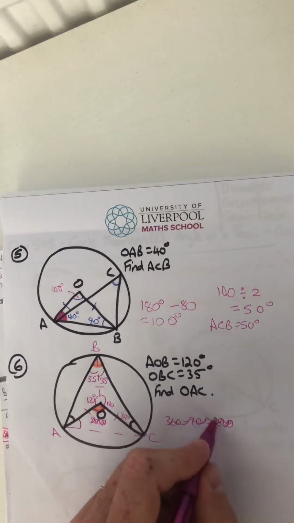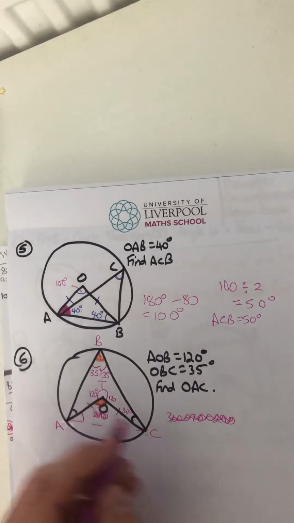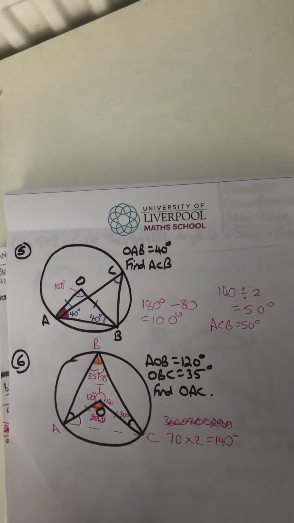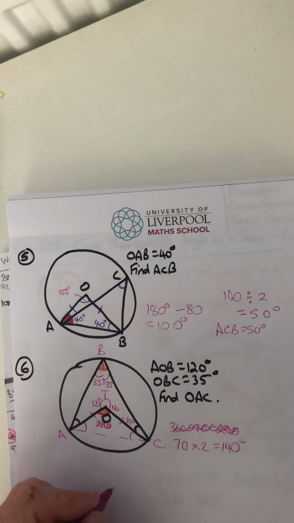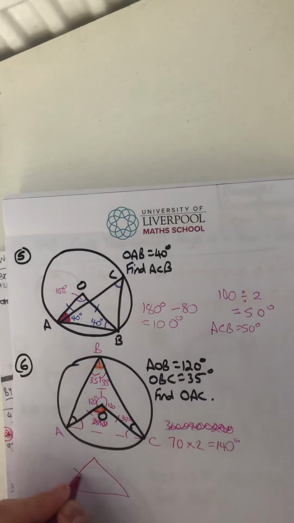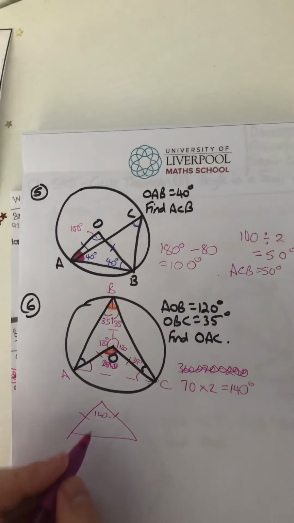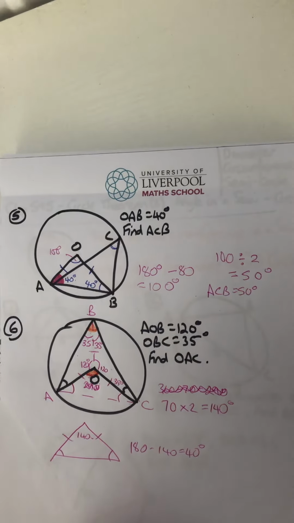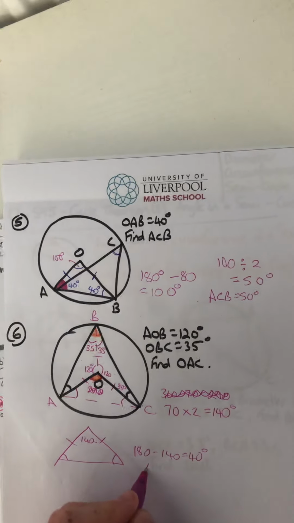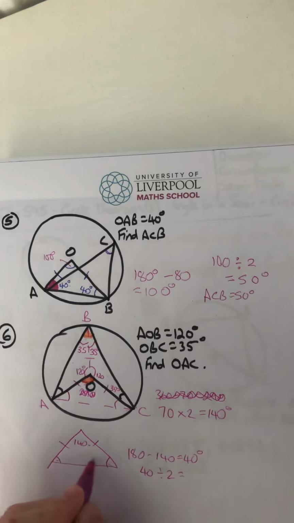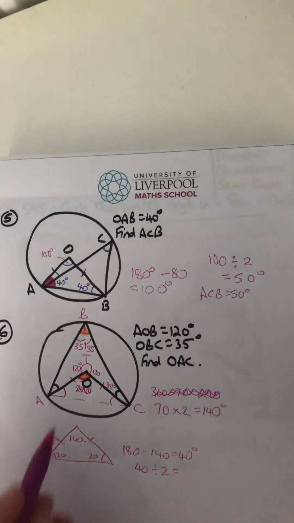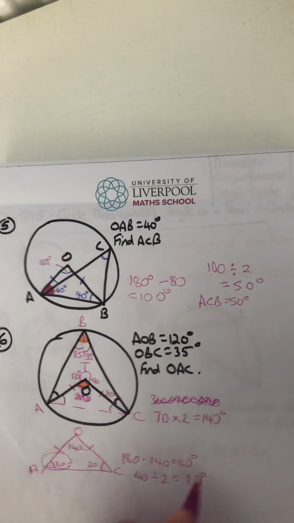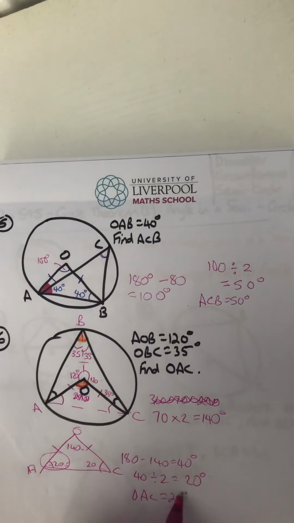That one would be 70 times 2, because the angle at the centre is double, that's 140 degrees. Then you've got another isosceles triangle here. If that's 140, so it now looks like this. These two are the same. 180 take away 140 is 40 degrees. And then divide 40 by 2, because these two angles are the same. Each of these is 20 degrees. OAC, well that's O, that's A, that's C, so it's this one. So OAC equals 20 degrees. Done.